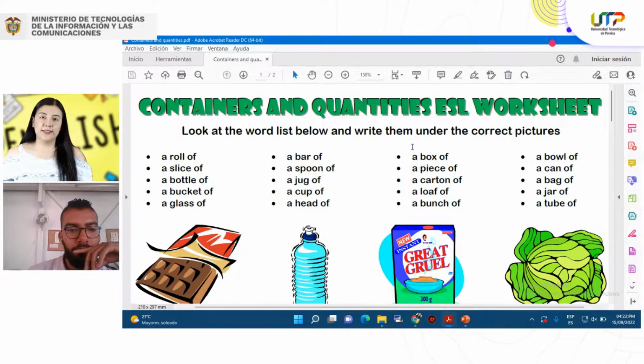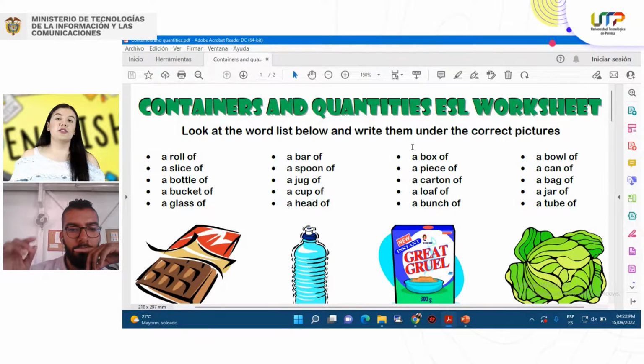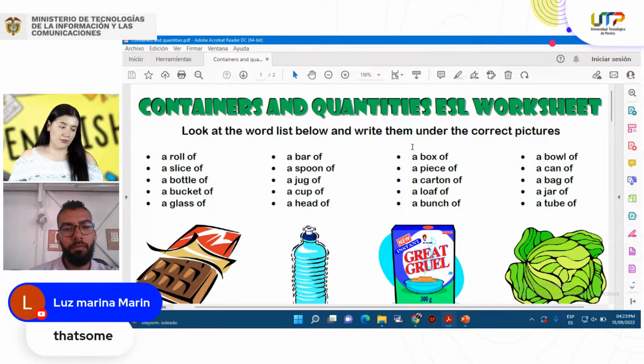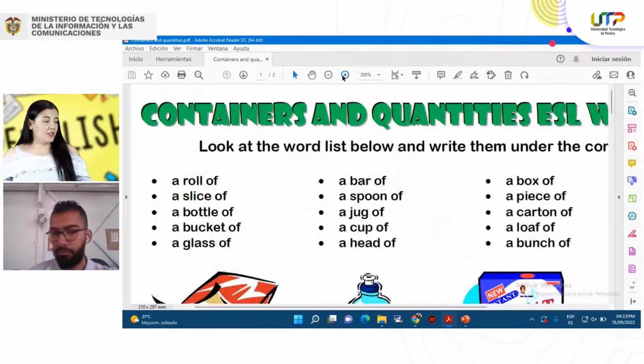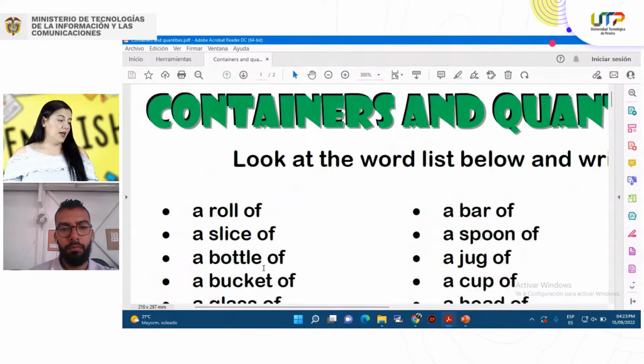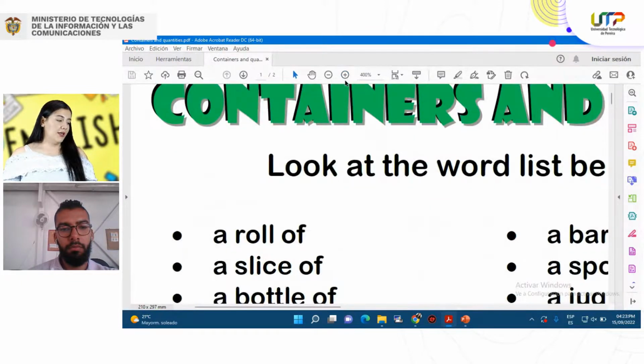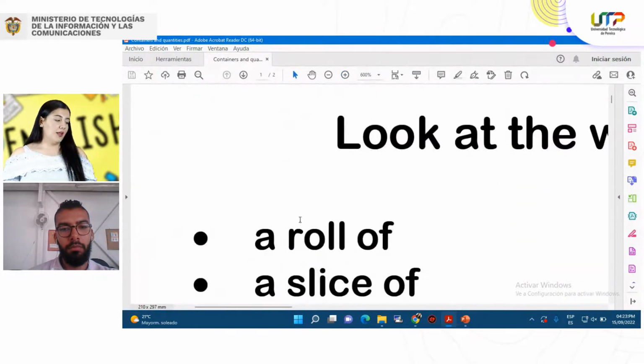Containers and quantities. So, in my screen, you can see that there are some lists of containers and quantities. So I want to show you the first one. I want to give an example with the first one. The first quantity says a roll of, ¿ok? Vamos solo a enfocarnos en esta primera para que podamos ponerlo en contexto, ¿ok? Entonces, a roll of.